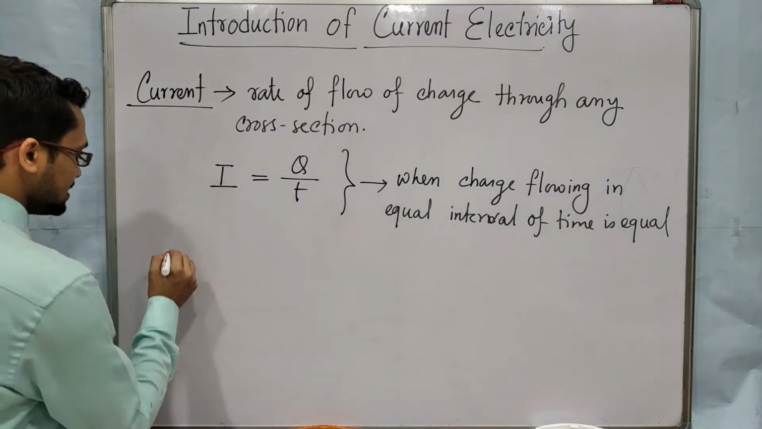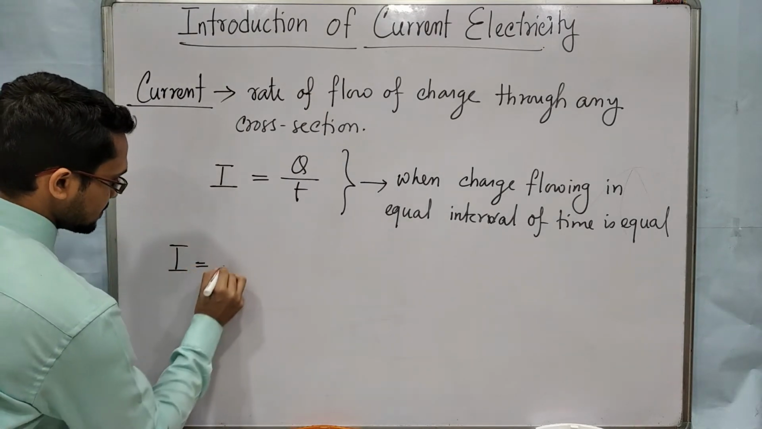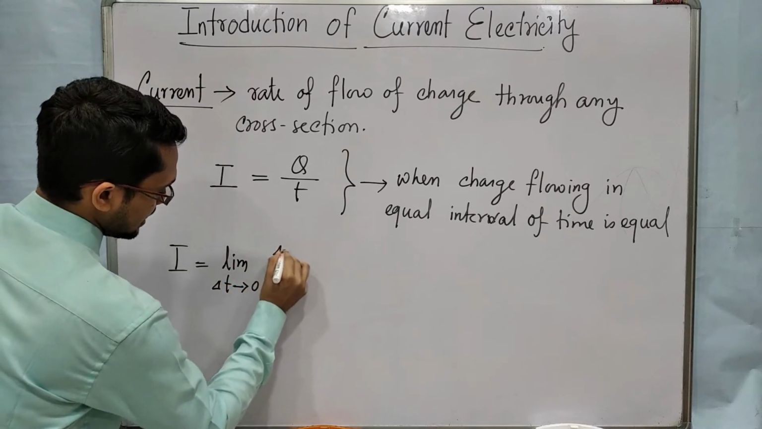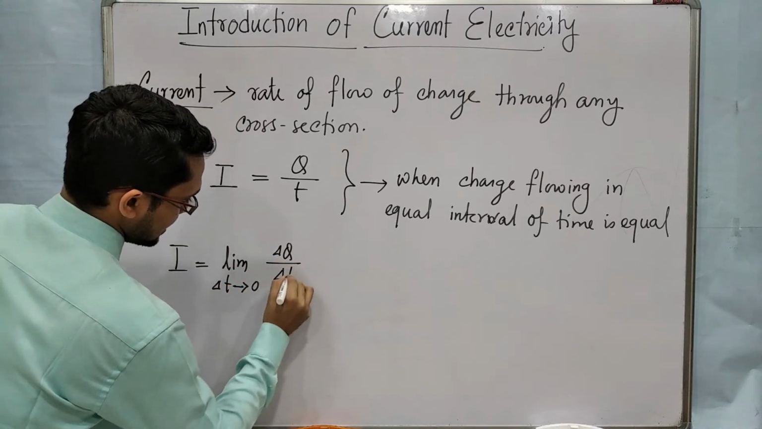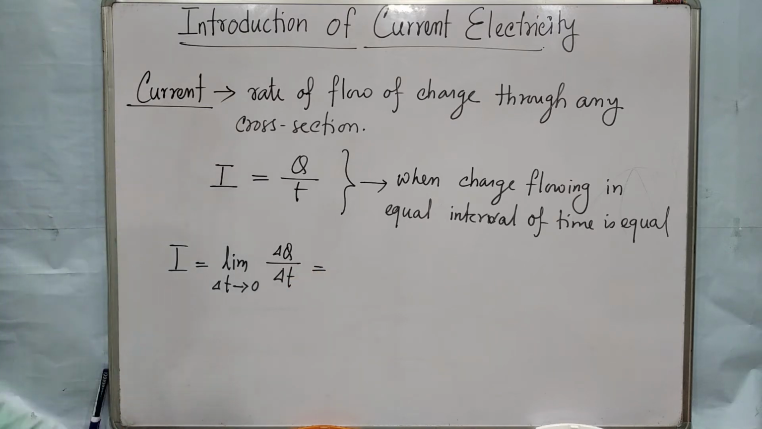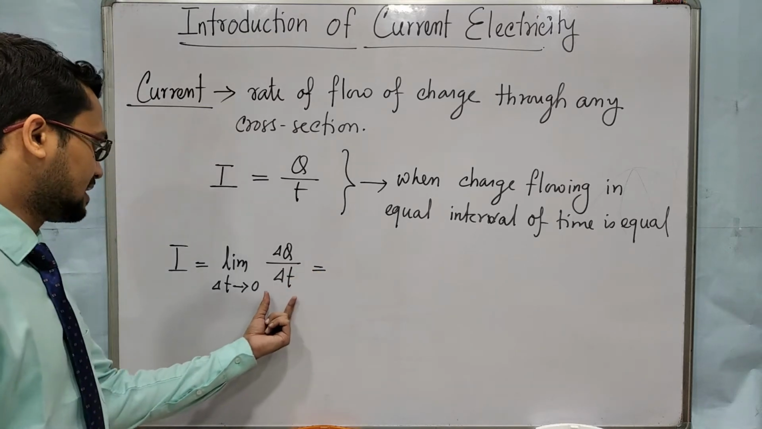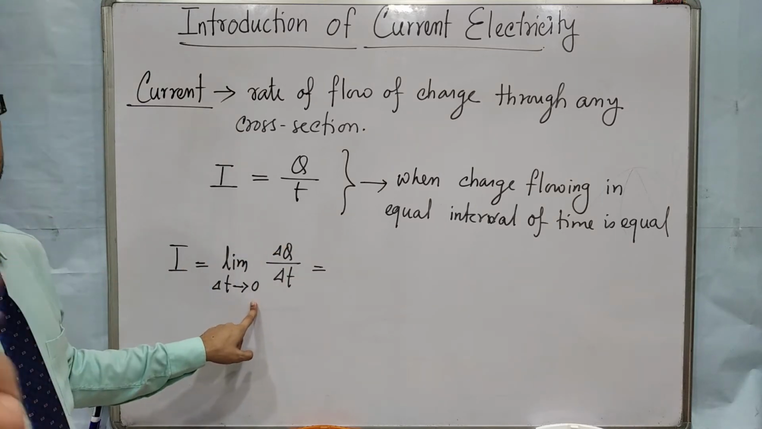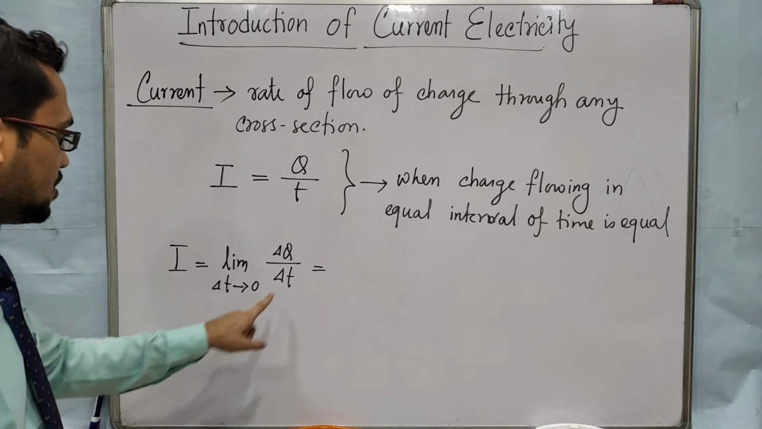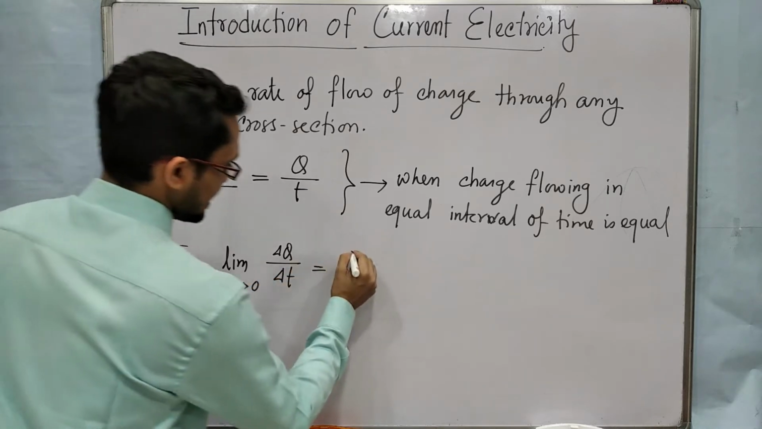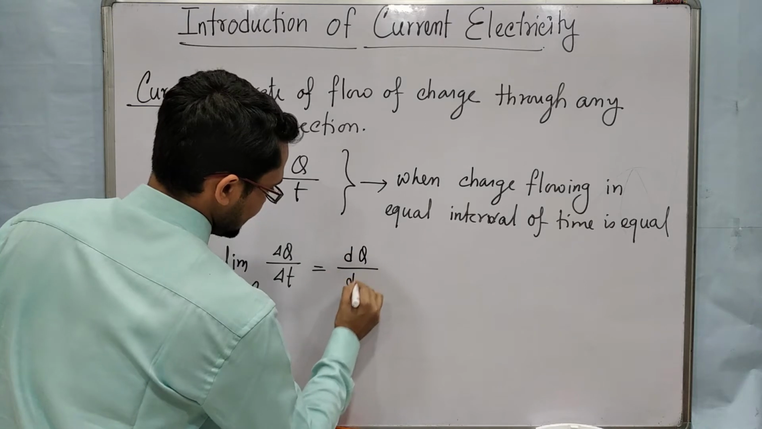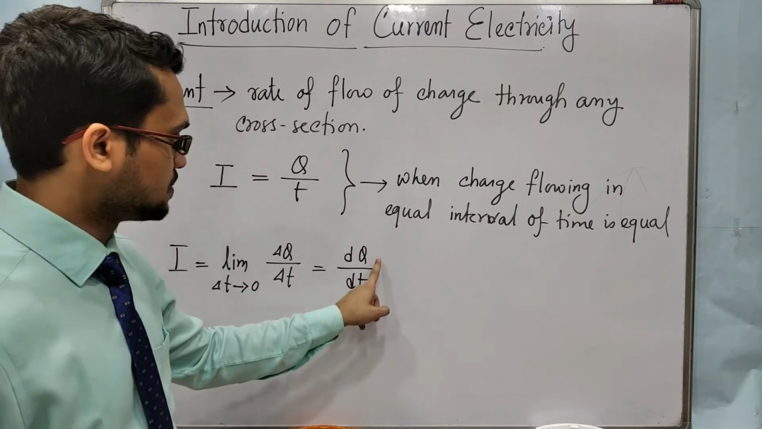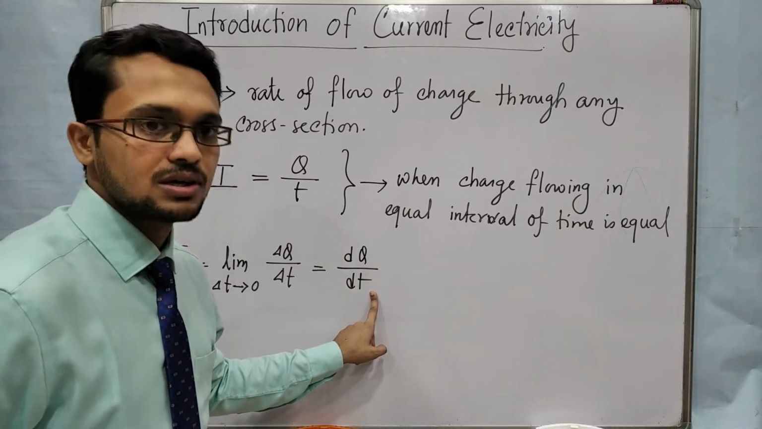That is I is equal to limit delta t tends to 0 delta q by delta t. In physics or in mathematics also we can express this one: limit delta t tends to 0, delta t is very small, that means infinitesimally small. Delta q by delta t is written as dq by dt. That means derivative. This is the derivative of charge with respect to time.